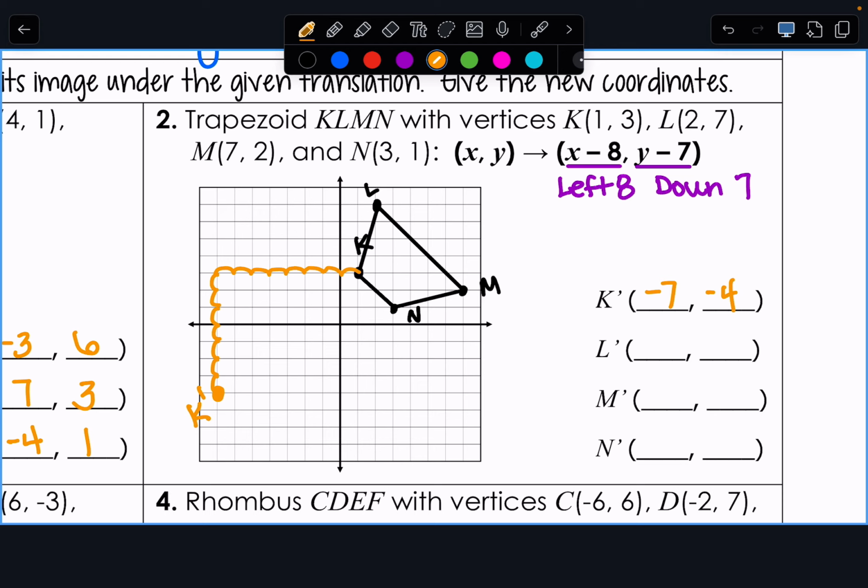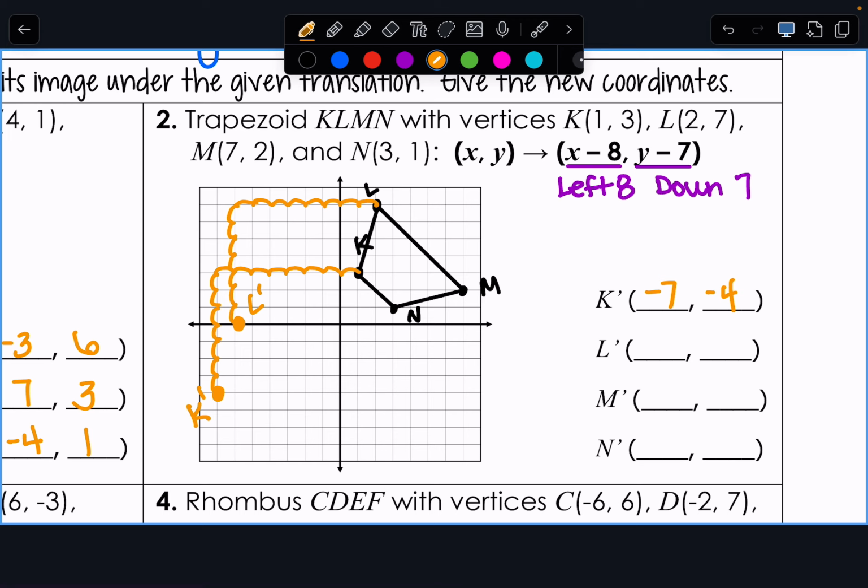All right, L. We're going to go left 1, 2, 3, 4, 5, 6, 7, 8. And from there, go down 1, 2, 3, 4, 5, 6, 7. Ooh. There's our new L. Are you doing this with me? Or you're just goofing around?